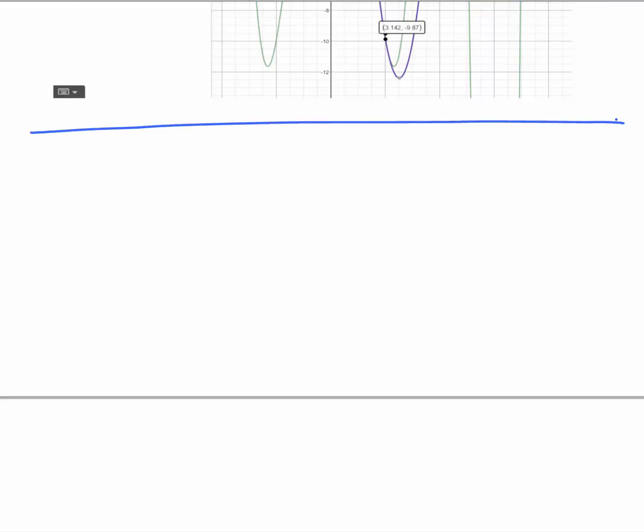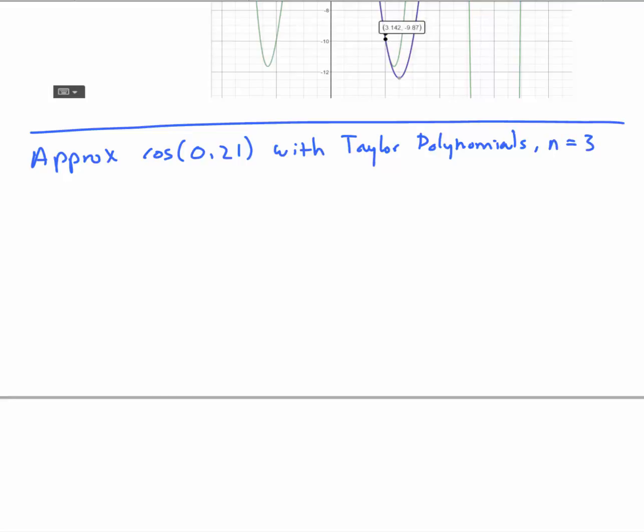So for this problem, let's go ahead and approximate the cosine of 0.21, let's say. And this is in radians. Let's do this with Taylor polynomials. And again, I have my choice. I could do 0, 1, 2, 3, 4, 5, nth degree, 10th degree. I'm going to do 3rd degree. So I'm going to do a 3rd degree Taylor polynomial. And then after I have this approximation, I'm going to compute the absolute error in the approximation. And I'll show you the formula that you'll need for that in a bit.